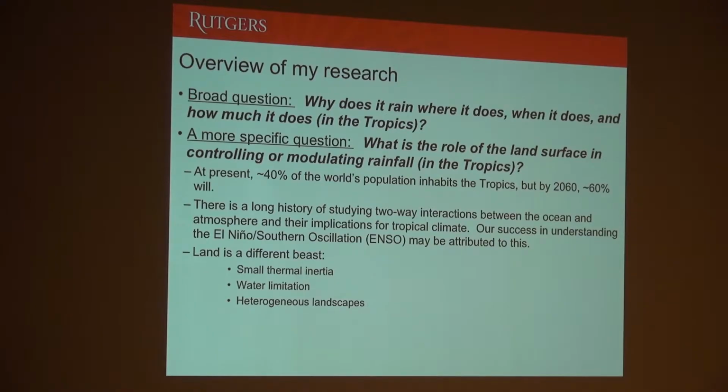My interest in the land surface was a secondary thing. I was initially interested in tropical climate dynamics. And in tropical climate dynamics, at least, there's a long history of the study of the two-way interactions between the ocean and the atmosphere, and what the implications of those interactions are for tropical climate. I think the classic example of this kind of dialogue between the atmosphere and the ocean, both in terms of a physical phenomenon, but also in terms of having ocean and atmospheric scientists communicating with one another, is the El Nino Southern Oscillation.